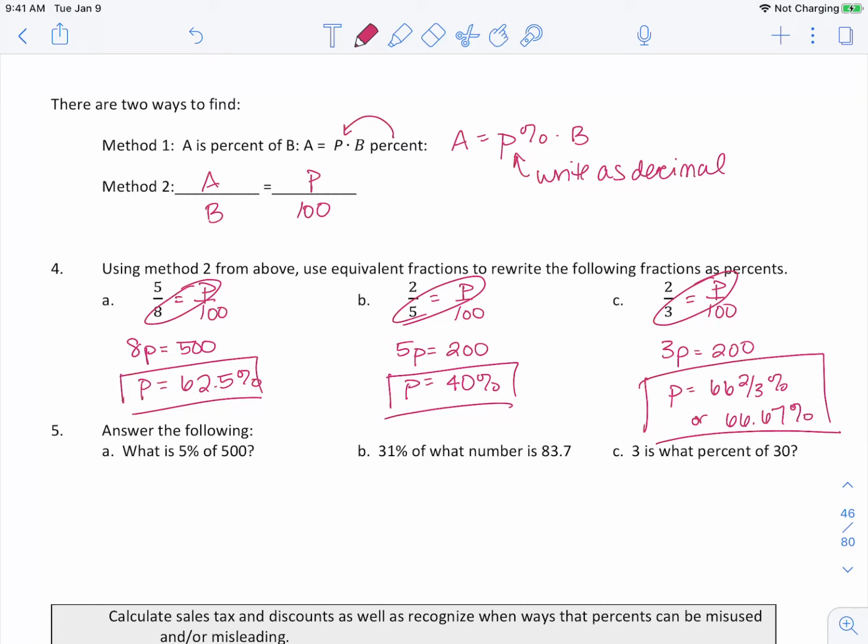Okay, now we have to set these ones up. It says, what is 5% of 500? So I'll do this one using the percent equation. So 5% as a decimal is 0.05. So I have A is equal to 0.05 times 500. And so A is equal to 25.